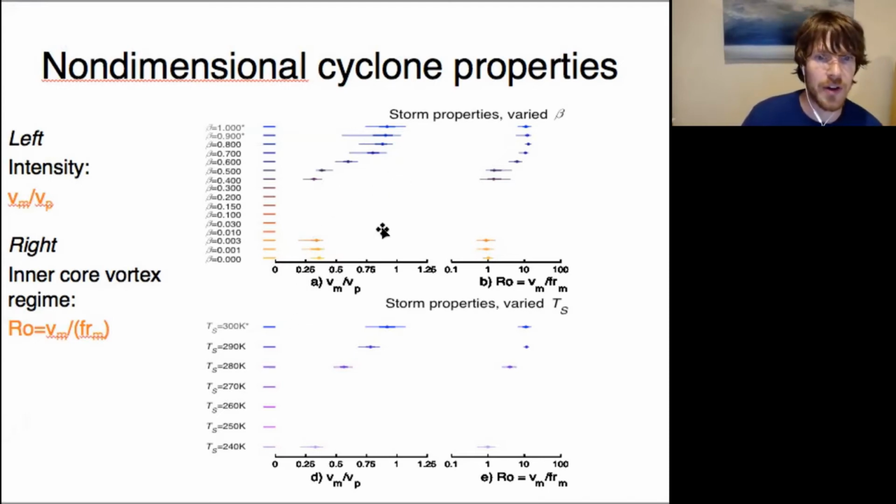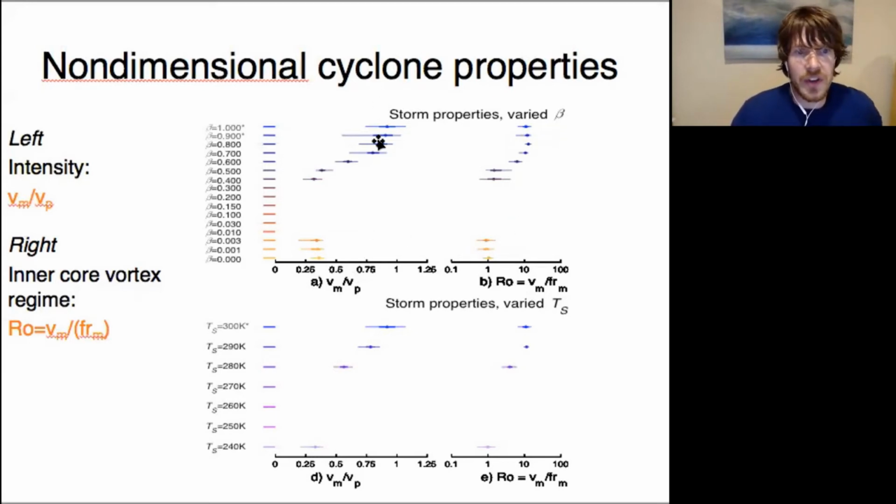First, there's the ratio of maximum to potential intensity. And second, there's the inner core Rossby number, which is defined by the maximum velocity divided by the Coriolis parameter times the radius at maximum velocity. So this is a normalized intensity on the left-hand side, and this is an inner core Rossby number, where values much greater than 1 correspond to cyclostrophic balance. Values much less than 1 would correspond to geostrophic balance, and values of order 1 correspond to gradient wind balance.